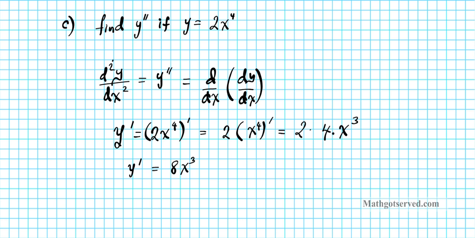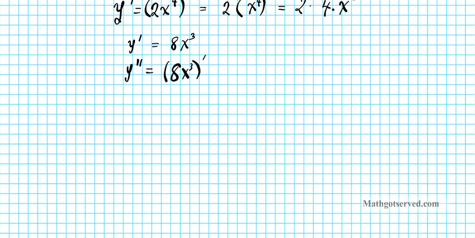We were asked to find the second derivative, right? We just found the first one. So to find the second derivative, all you're doing is taking the derivative of the first derivative. 8x to the 3rd is the first derivative, so we're going to take the derivative of that, or 8x to the 3rd prime. How do we do this? We have a constant and a function, so we can use the constant multiple rule here again. So we have 8 times x to the 3rd prime.